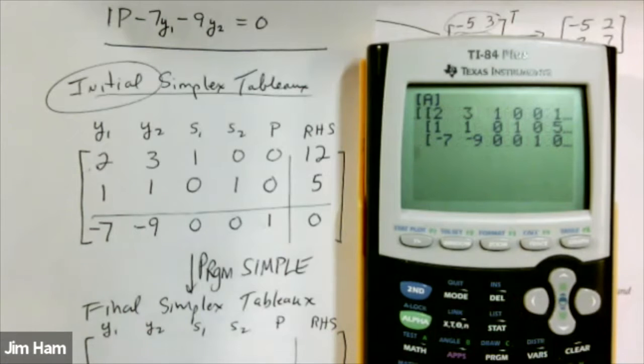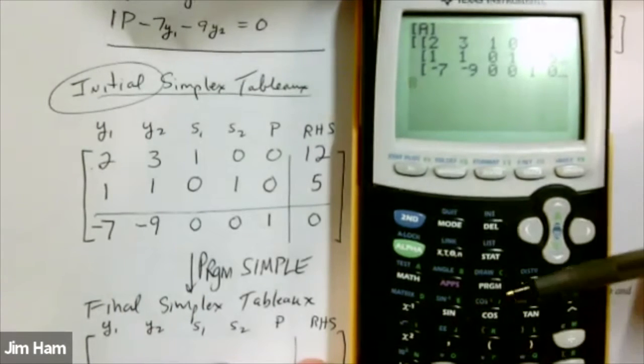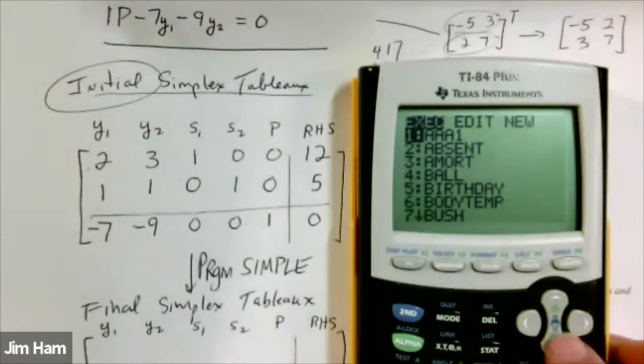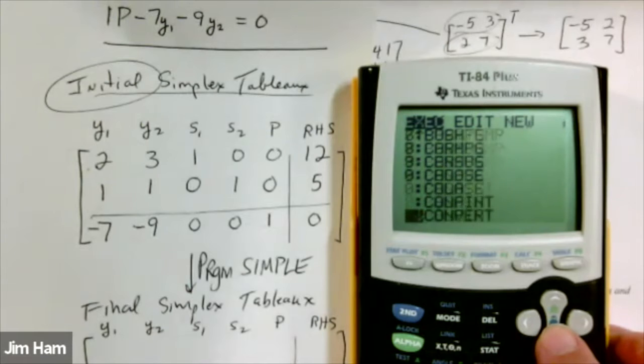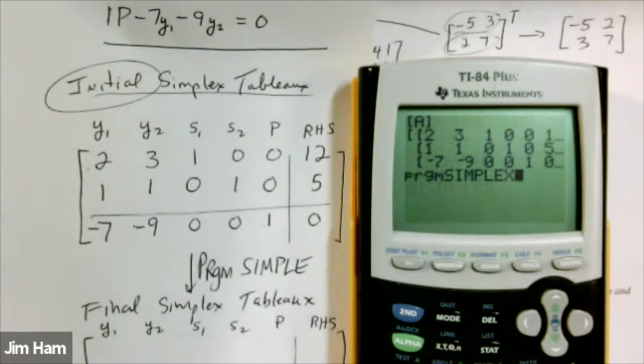All right, so now we want to change this matrix to a form where we can see the solution. And to do that, we have to enter the program. So here's the program. This is where you put your simplex program in program. So I'm going to hit that. I've got a lot of programs. You may only have one. So we're going to scroll down to see simplex. Right there it is. I'm going to hit enter.